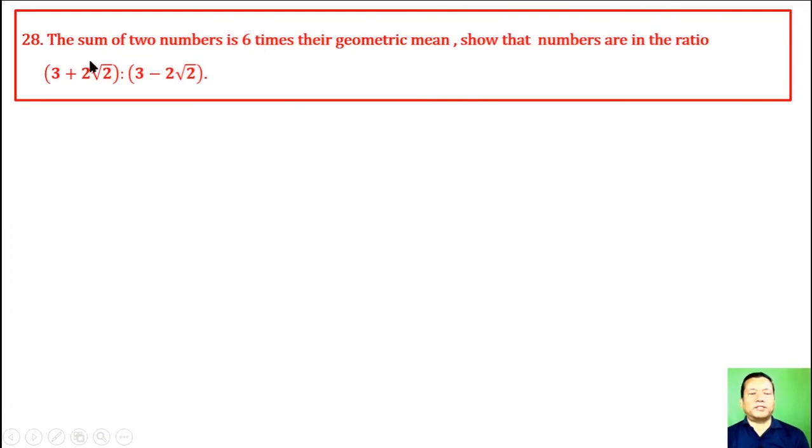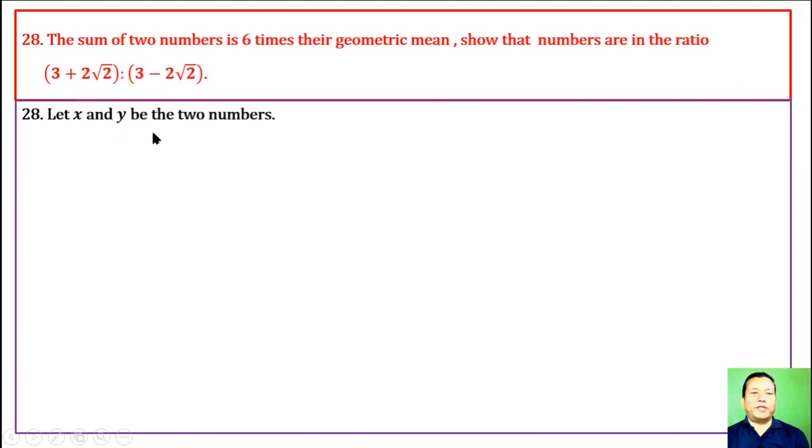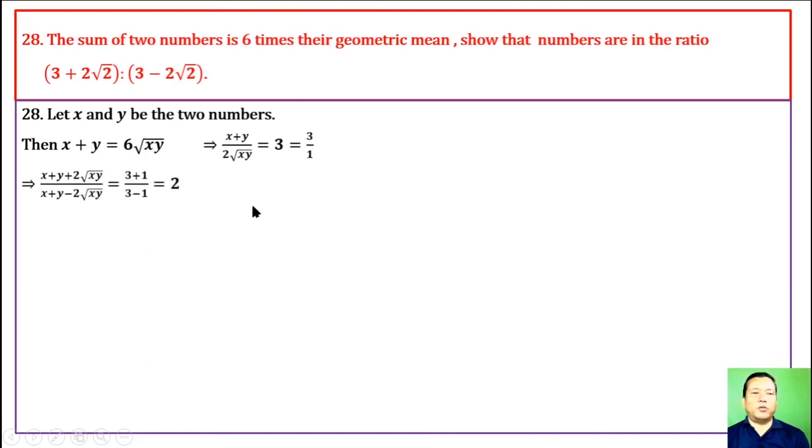Question 20i. The sum of two numbers is 6 times their geometric mean, so that numbers are in the ratio this is to this. Let x and y be the two numbers. Then x plus y, their sum, is equal to 6 times their geometric mean, that is root over xy. And simplify, we get this. Applying componendo and dividendo, we get this.